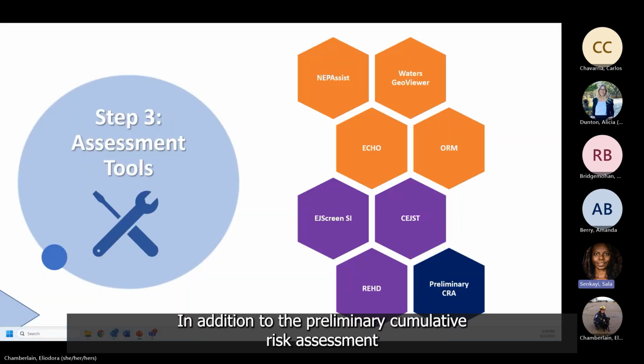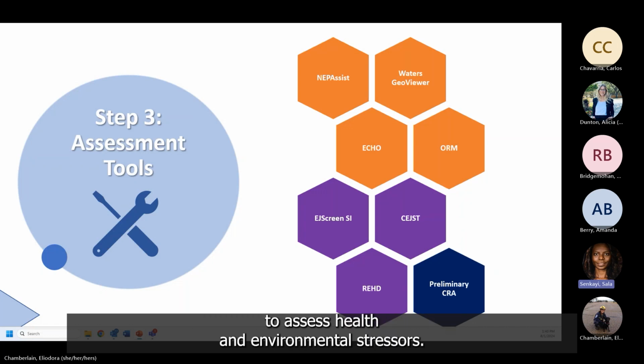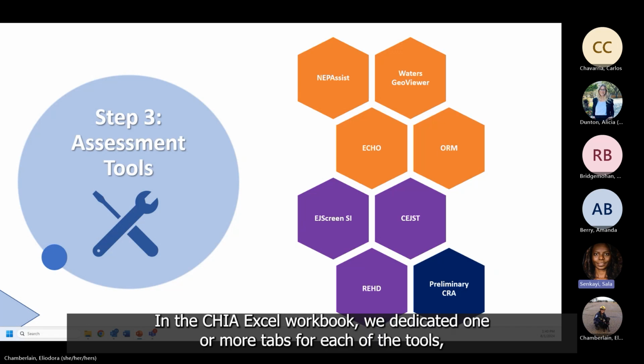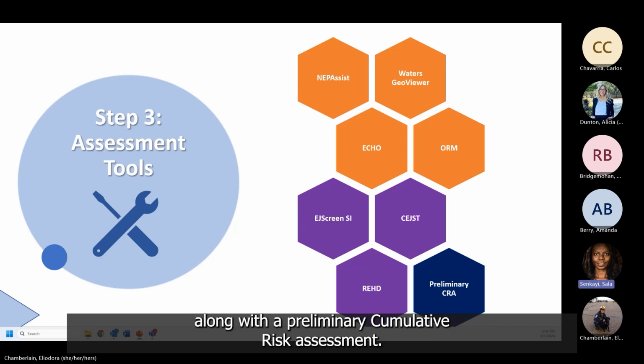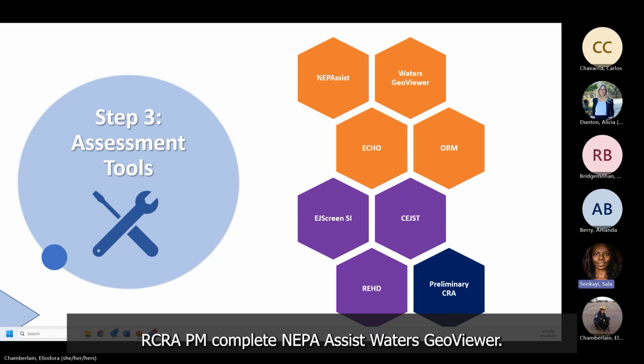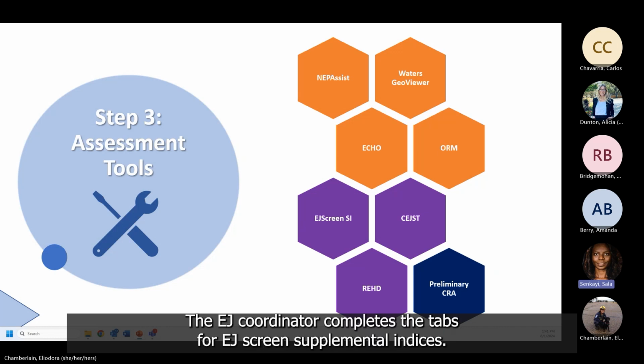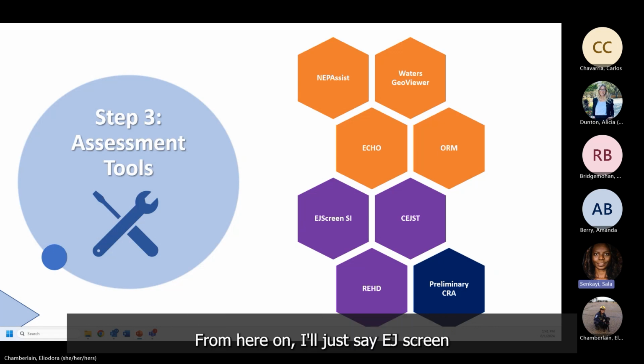In addition to the preliminary cumulative risk assessment, CHIA includes the use of several tools and processes to assess health and environmental stressors. We used mixed methodology and combined quantitative, qualitative, and semi-qualitative analysis for the desktop review. In the CHIA Excel workbook, we dedicated one or more tabs for each of the tools along with a preliminary cumulative risk assessment. The RCRA PM completes NEPA Assist, Waters GeoViewer, ECHO, and ORM, the Army Corps of Engineers permit database. The EJ coordinator completes the tabs for EJ Screen supplemental indices.